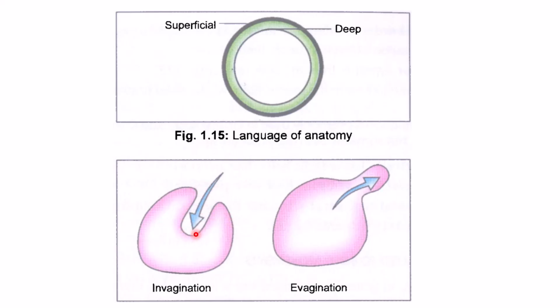The arrow is going inside, and this one, this is the projection, it is coming outside. So this is evagination. See here, this is the body cavity, and the surface which is away from the body cavity is called superficial, and the structures which are closer to the cavity of the body are called deep structures.